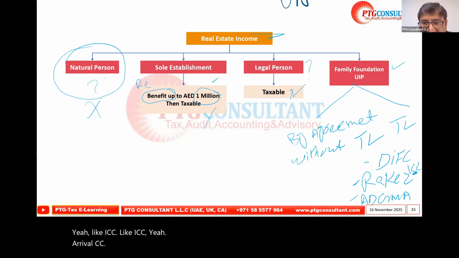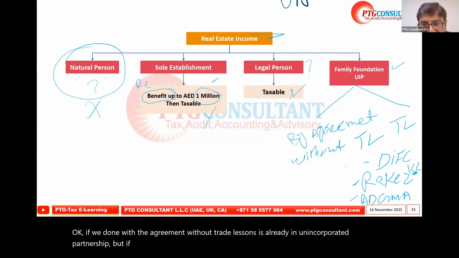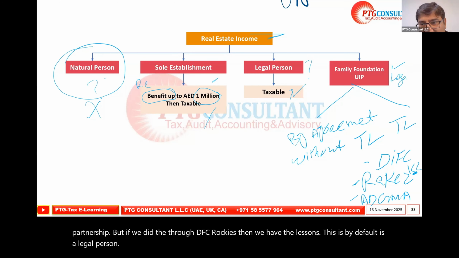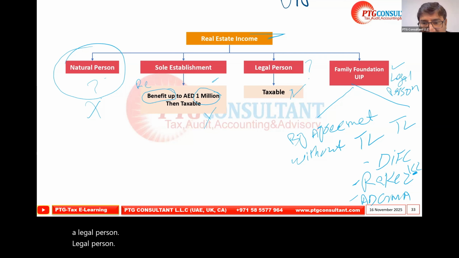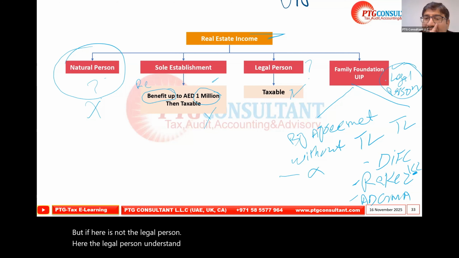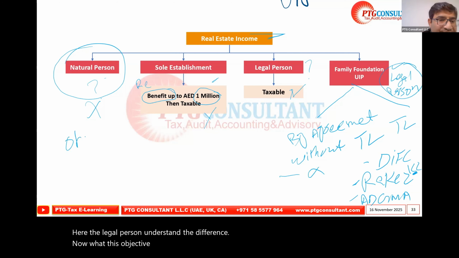Okay, if we do it with an agreement without a trade license, it is already an unincorporated partnership. But if we do it through DIFC, then we have the license. This is by default a legal person. Here it is not a legal person, here it is a legal person. Understand the difference. Now, what is the objective of the family foundation?